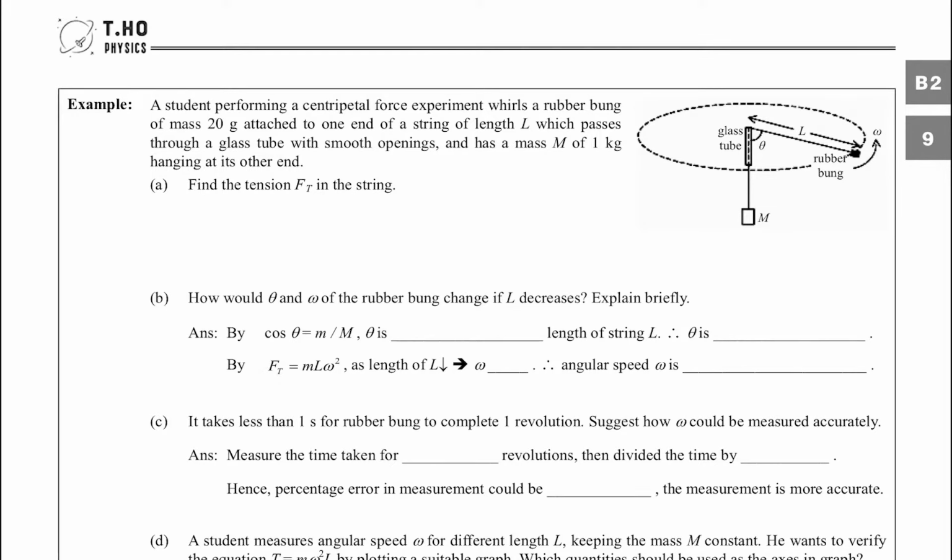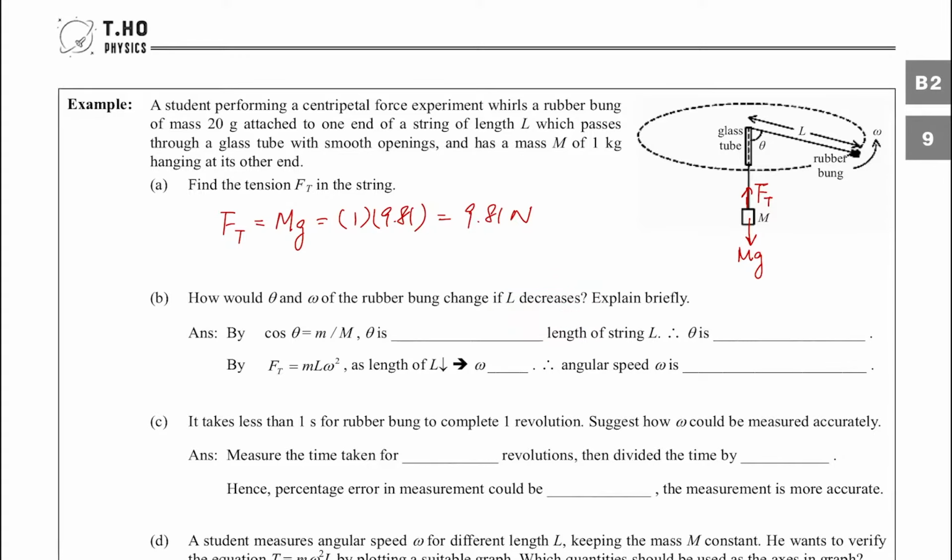First of all, part A, we are going to find the tension Ft in the string. So how can we know the Ft? We have to consider this point. At this point, the mass big M is acted on by the gravitational force mg, and also it is acted on upwards by the tension Ft. So Ft is basically equal to mg because the mass M has not gone up or down. Mass of big M is 1 kg, g is 9.81, so the tension in the string would be 9.81 Newton.